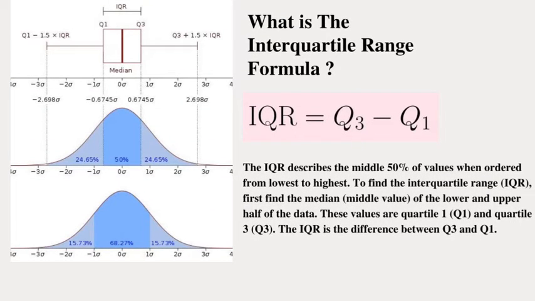What is the interquartile range formula? IQR equals Q3 minus Q1. The IQR describes the middle 50% of values when ordered from the lowest to highest. To find the interquartile range, first find the median, the middle value, of the lower and upper half of the data. These values are quartile 1 and quartile 3. The IQR is the difference between Q3 and Q1.